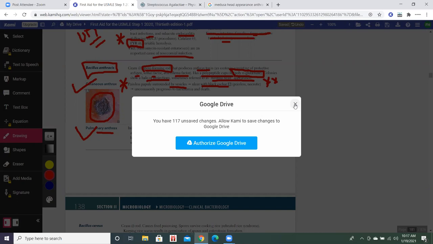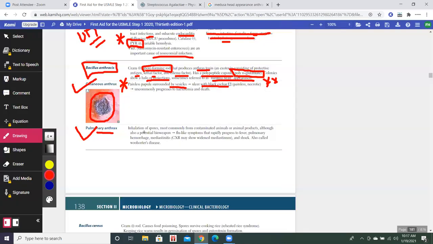Keratin-like coat, DNA, dipicolinic acid, peptidoglycan. Very good. If they are spore-forming, they most commonly come from inhalation of spores from contaminated animals or animal products, and they can also be used as a potential bioweapon. What does that mean? Bioweapon meaning that we can actually mass produce the spores and release them on the environment to make sure that they affect people and that can kill people. So that's a potential biological weapon.